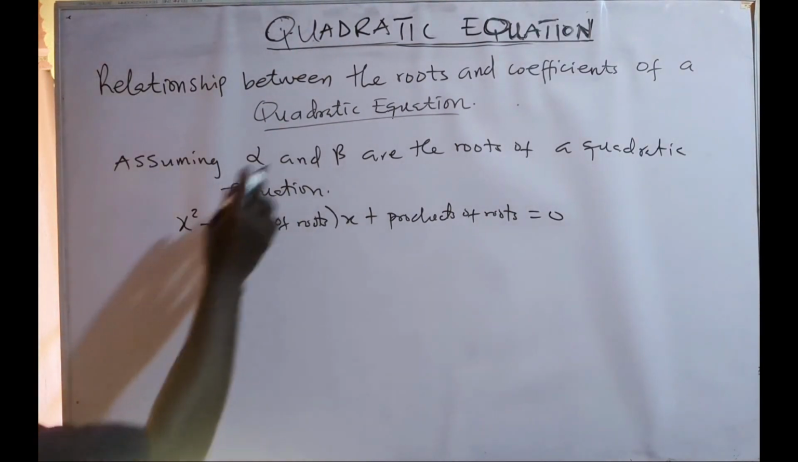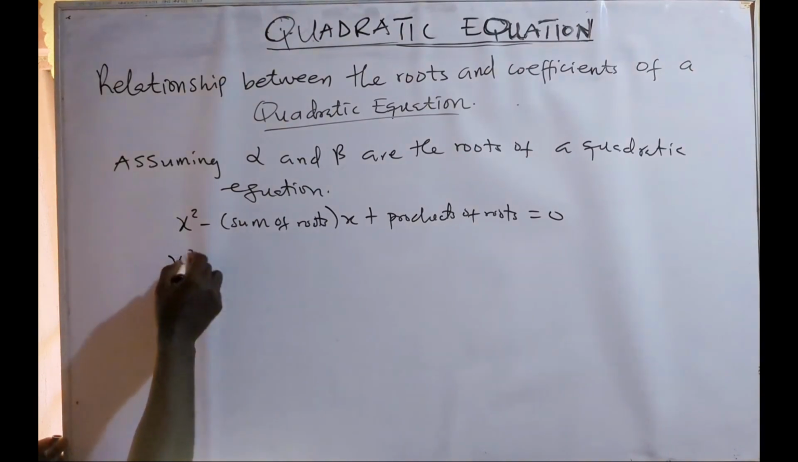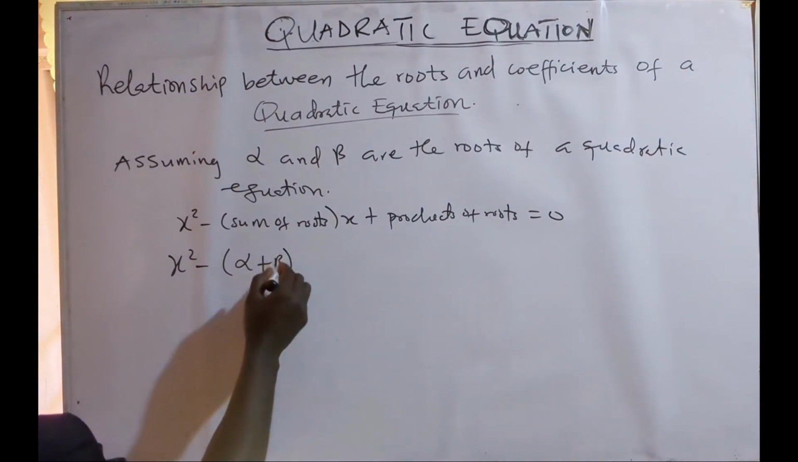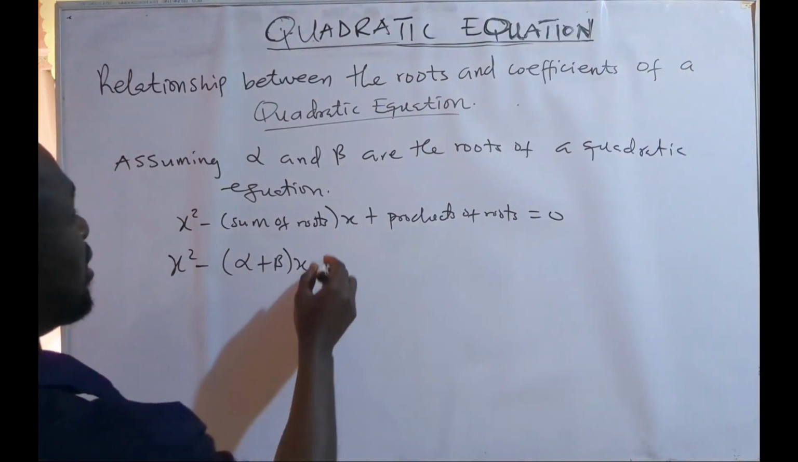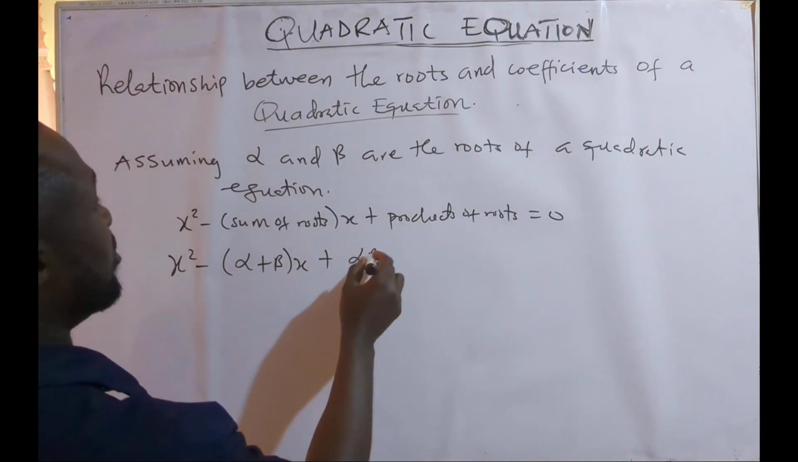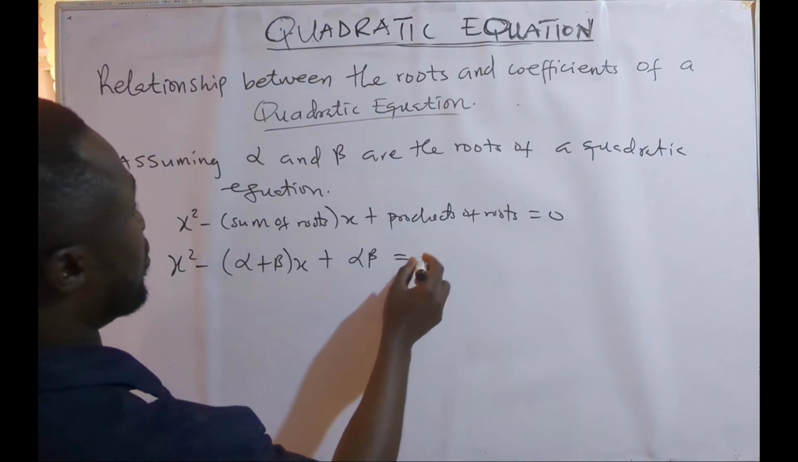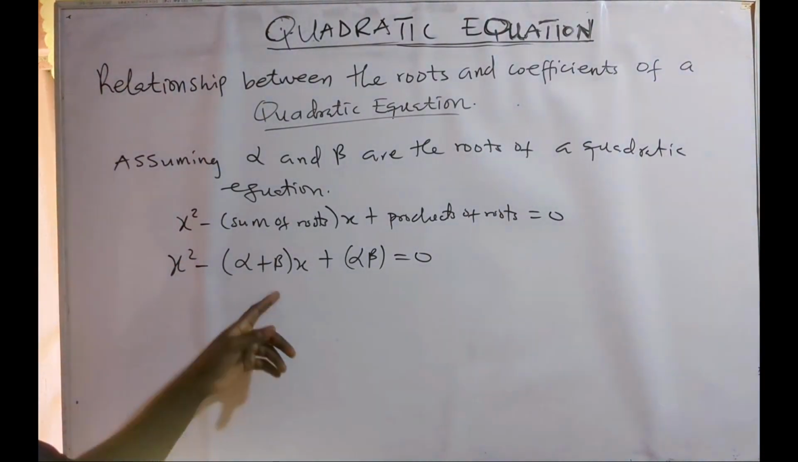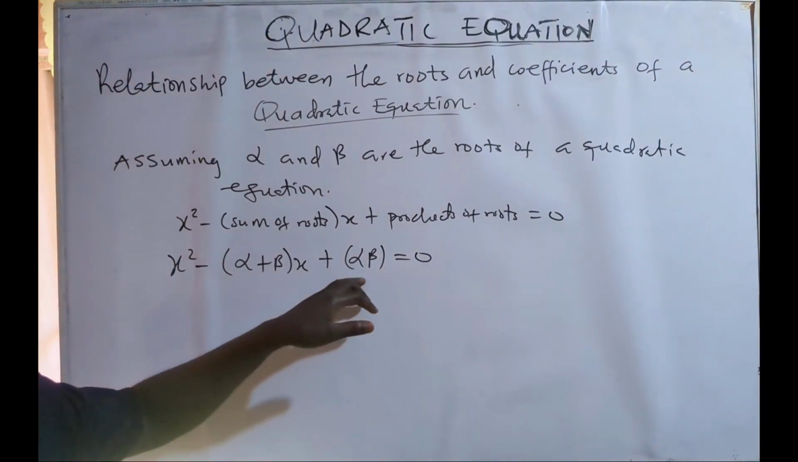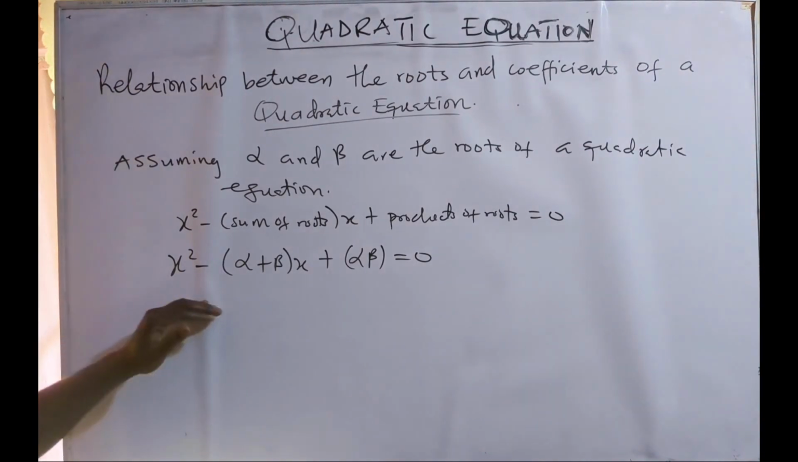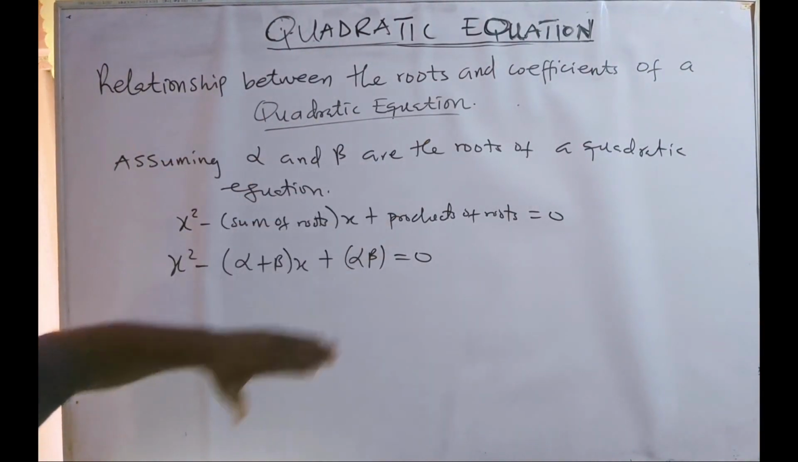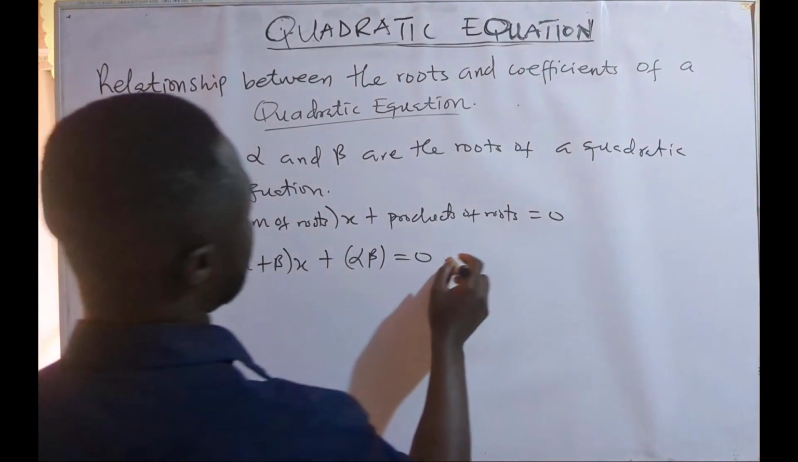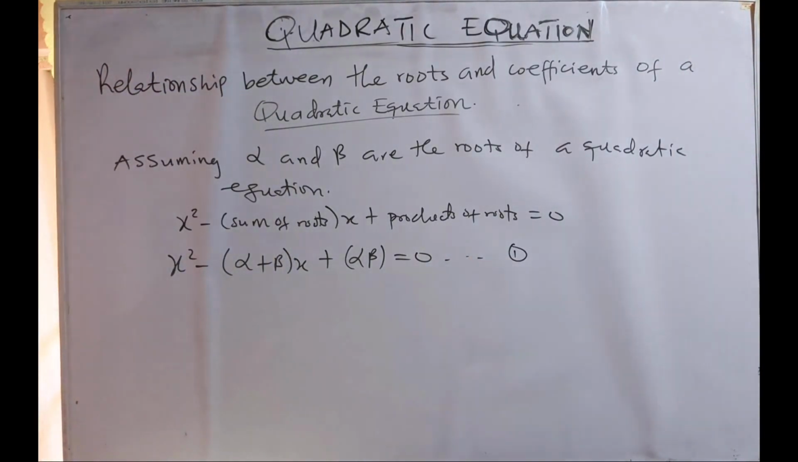So with alpha and beta as my roots, I can have s squared minus (alpha plus beta) multiplied by s, plus alpha beta, that is when I multiply alpha and beta, equal to 0. So if alpha and beta are my roots, then this is how my quadratic equation is going to be. Let me put this down as my equation 1.